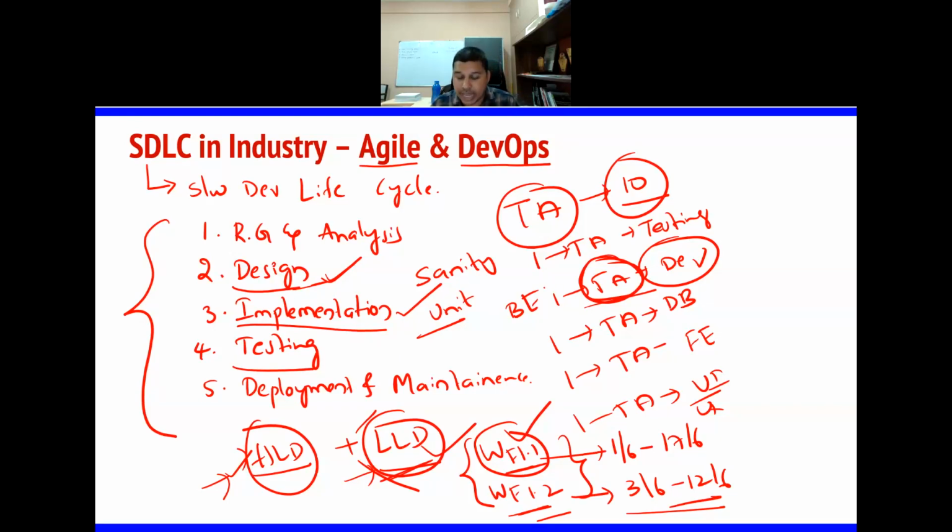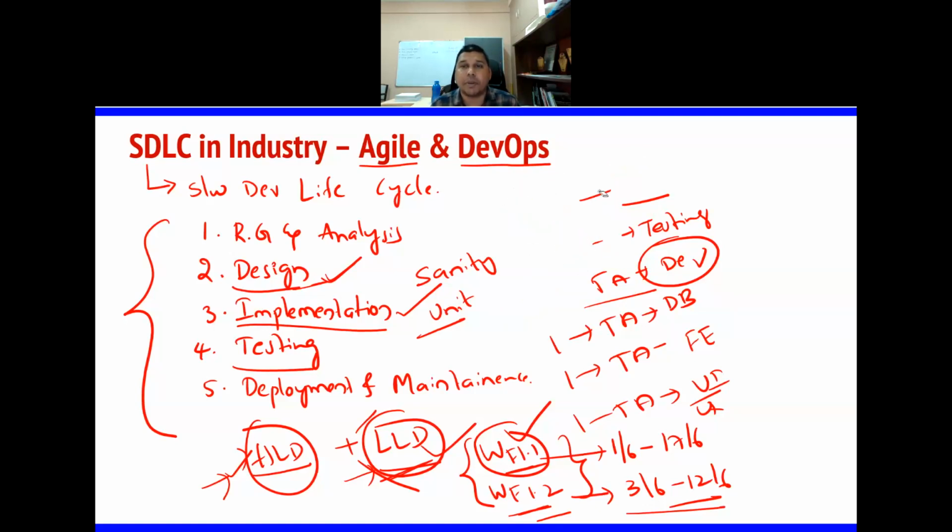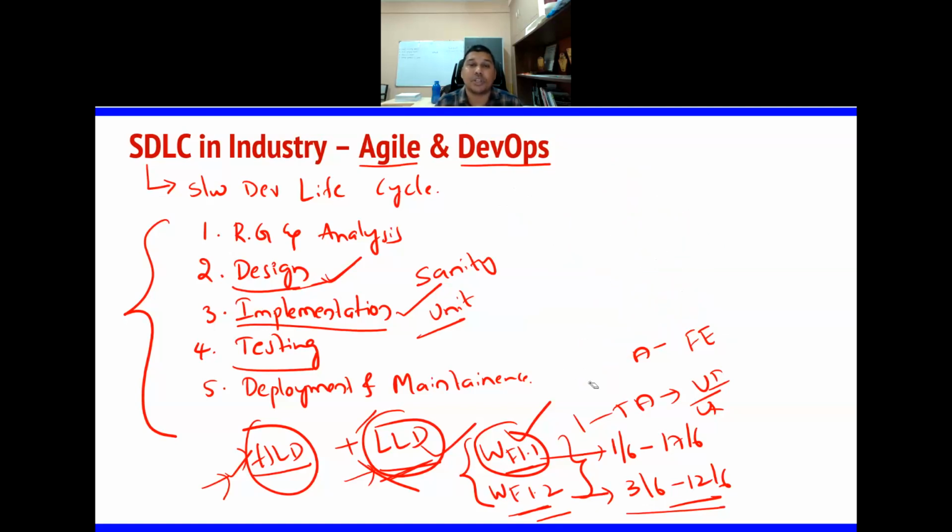There is a saying or a belief or a fact, I will say, in the industry. If a developer takes 1 month to develop a code, a tester takes at least 3 months to test the code. So you understand the importance of testing here. Testing is very, very, very important.